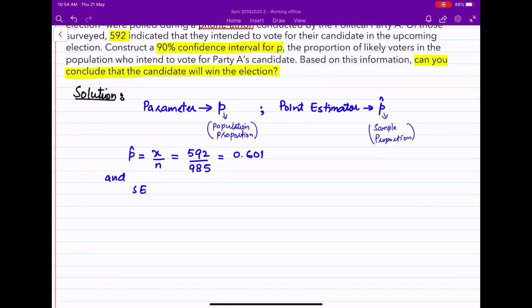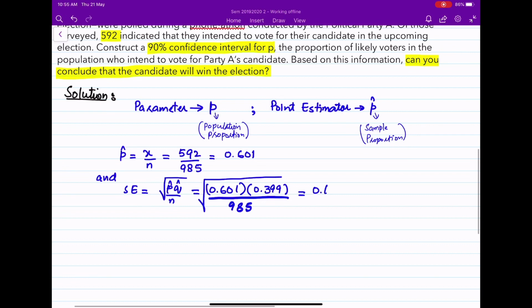And now we calculate the standard error, which is calculated as the square root of P times Q divided by n, which is equal to the square root of 0.601 times Q, and we know that Q is equal to 1 minus P, so it will be 0.399, divided by 985. By calculating, we get the value 0.016.